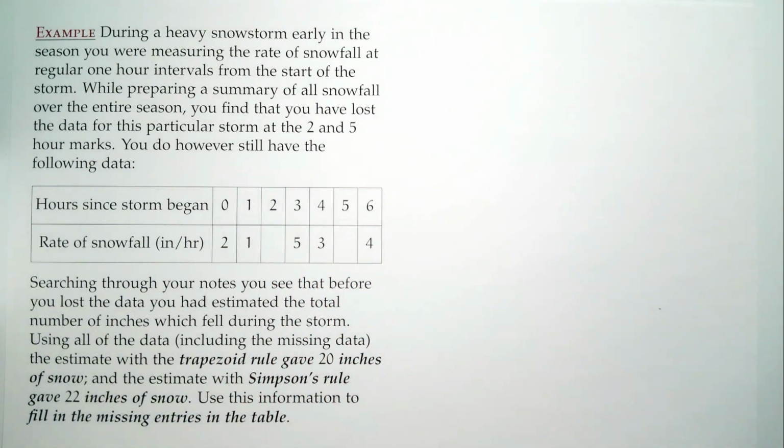So essentially we have 2 facts. We know what happens when we estimate by the trapezoid rule, and we know what happened when we estimate by Simpson's rule. So that's 2 pieces of information, and we need to figure out 2 things. So that's good news. Now, one of the things you might say is, shouldn't our estimates be the same? Why are we getting different numbers, 20 and 22?